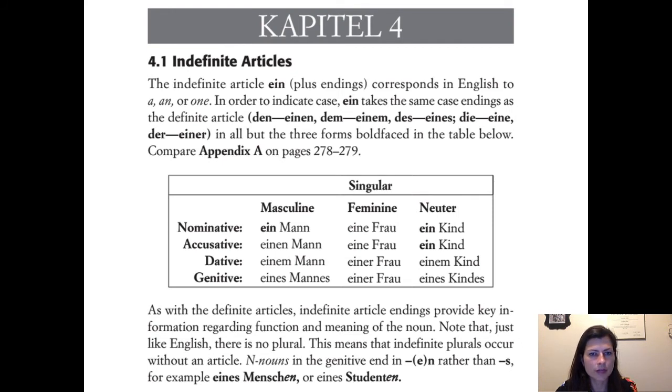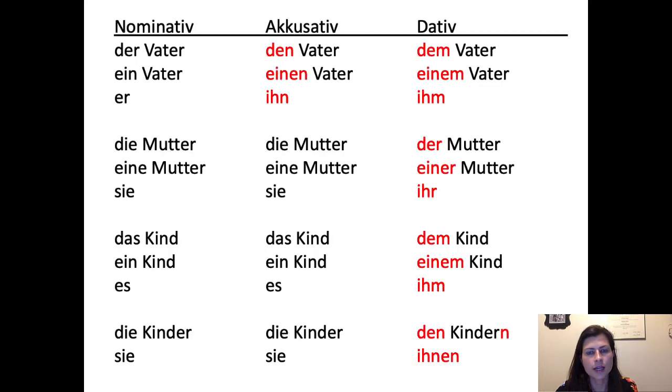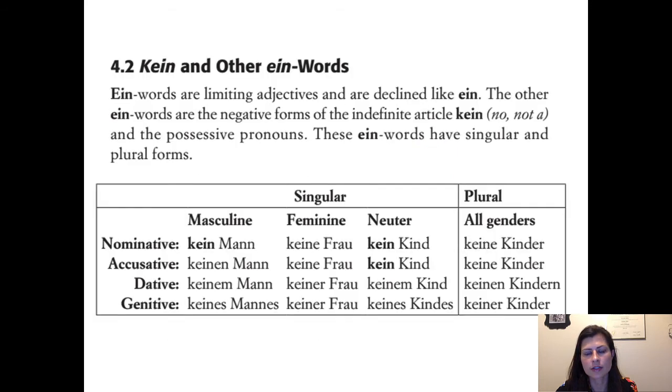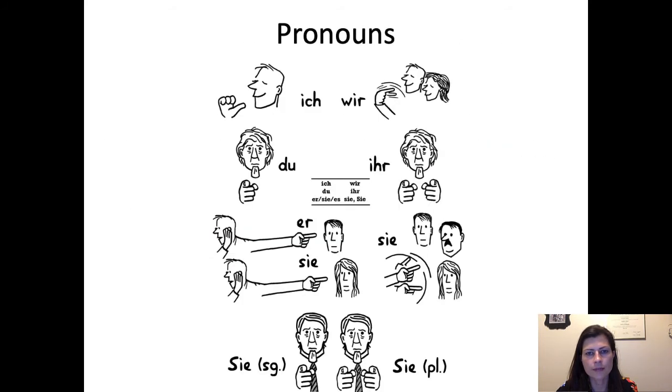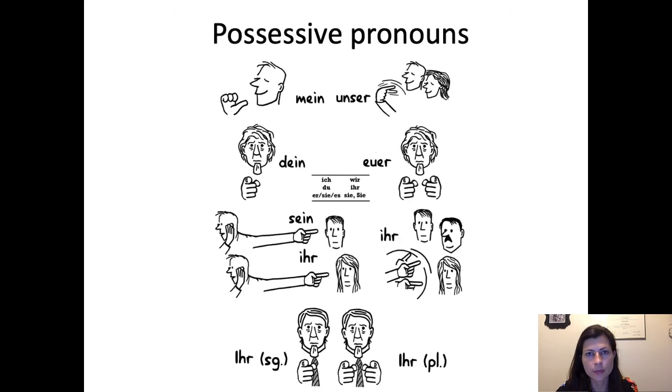Now we're going back to our indefinite articles. You see we have them in all the different cases, nominative, accusative, dative, genitive. And we want to get to our possessives because the possessives are tricky. They're something you have to keep coming back to, and hopefully they become more and more clear as you go along. So we have the negative indefinite articles. We had all these, right? Ein can become kein, and here are the regular pronouns, but then here are the possessive pronouns.